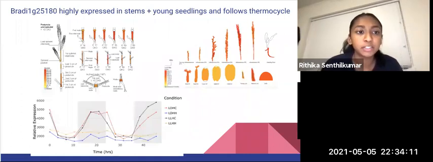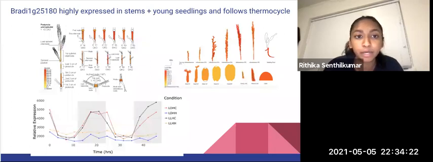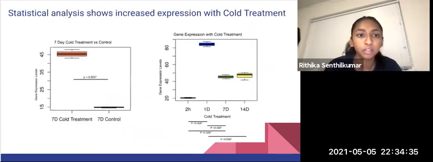Next, looking at gene expression data, we see that our gene is highly expressed in stems and the internode regions, both in young and adult plants. Our gene is also highly expressed in young seedlings. We also found that it followed a thermocycle where it's highly expressed in cold environments and expression is decreased in warmer environments. We wanted to further investigate this thermocycle regulation by conducting statistical analyses, and we found that gene expression levels are higher in cold treatment compared to controls, and these differences were significant.